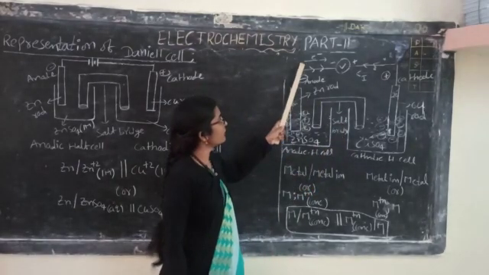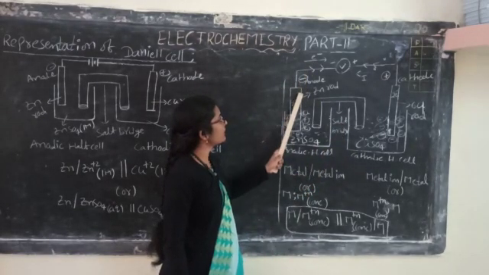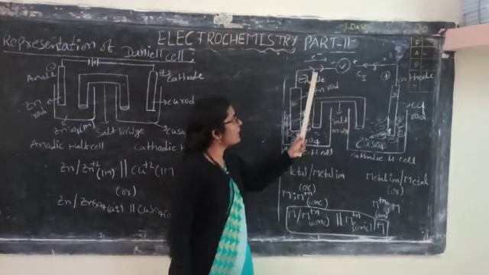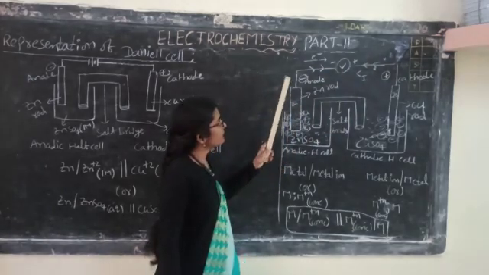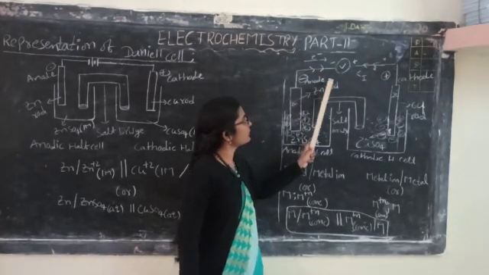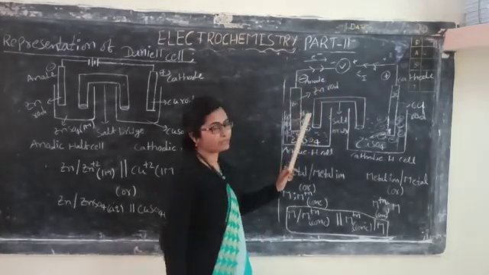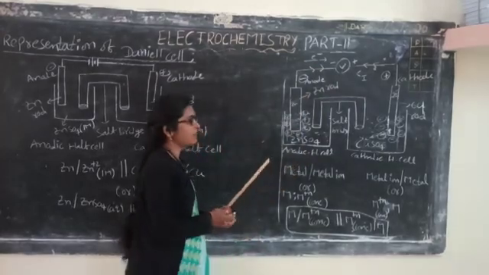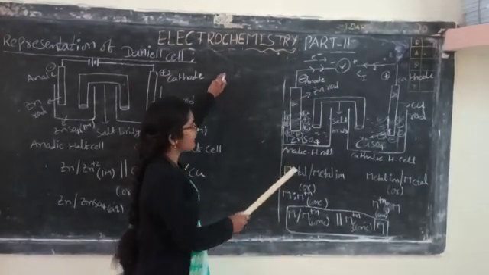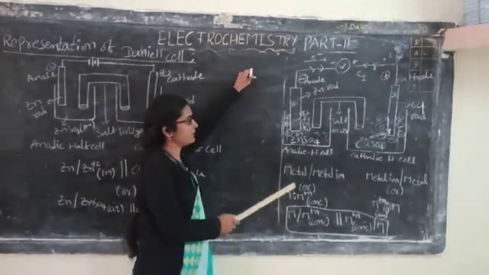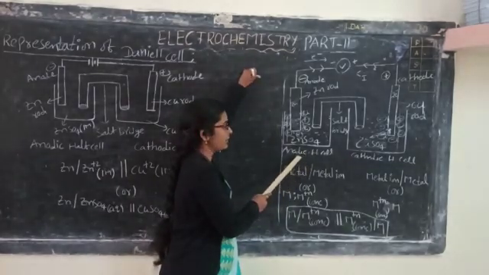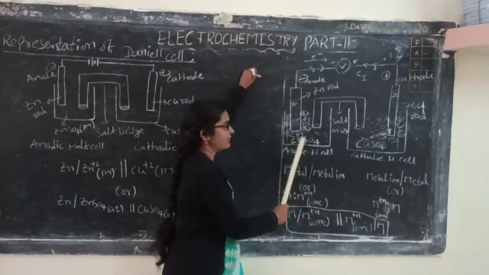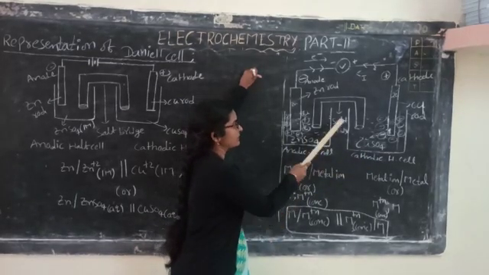Here, electrons flow from the anode to the cathode, and current flows from the cathode to the anode. When the electrons flow from the anode to the cathode, electrode potential appears. Now, how do we represent the galvanic cell? First we write the anodic half cell representation, then the cathodic half cell representation. After that, we connect both half cells with the salt bridge.